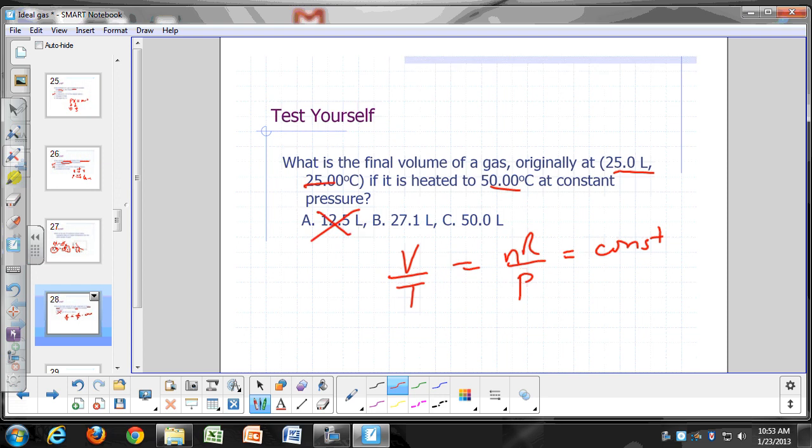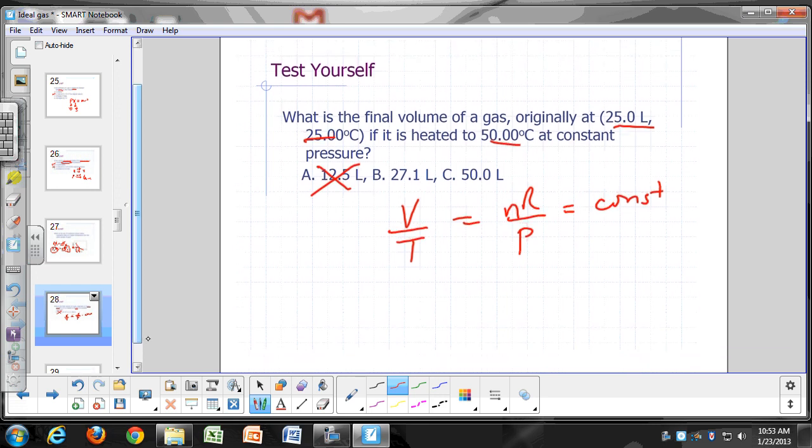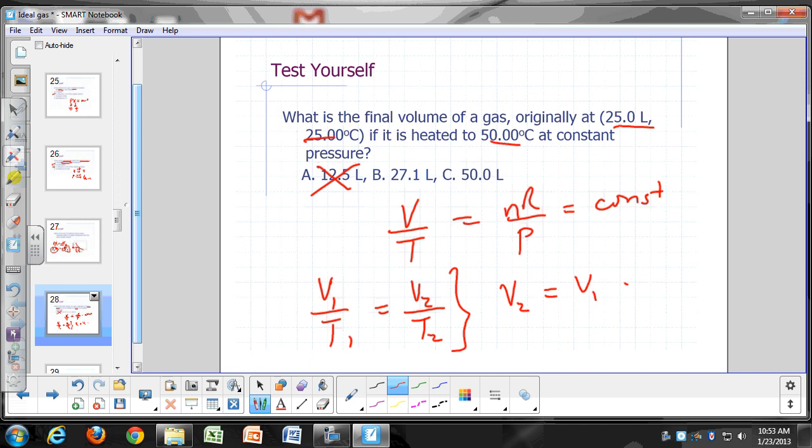Is it 27.1 or 50? The temperature did not double. The Celsius temperature reading doubled, but the absolute temperature did not double. So you don't expect the volume to double here. Okay, so what happens here? All right, let's see. V1 over T1 equals V2 over T2. So I solve for V2. V2 is equal to V1 times T2 over T1.